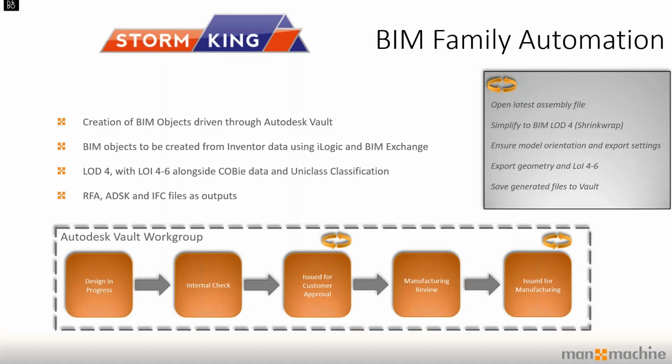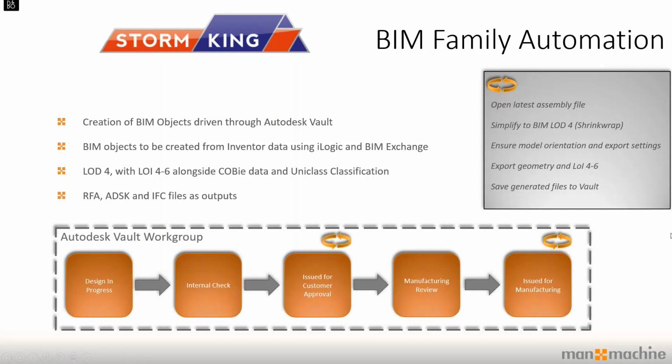And in this scenario, we had the lifecycle going from design in progress, as we can see here at the bottom of the screen, to internal checks. So obviously getting checked, it might go back to design in progress or go forward into issued for customer approval. And at the issuing for customer approval, as we can see with the little symbol, it would then open the latest file.